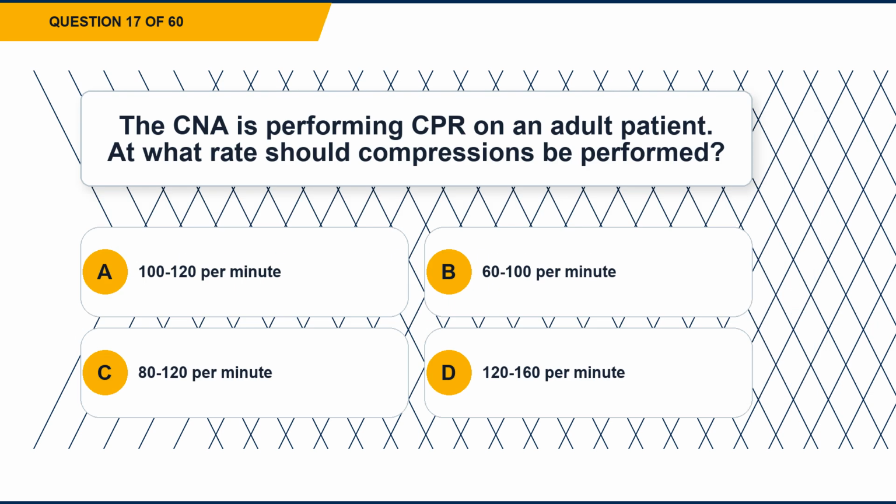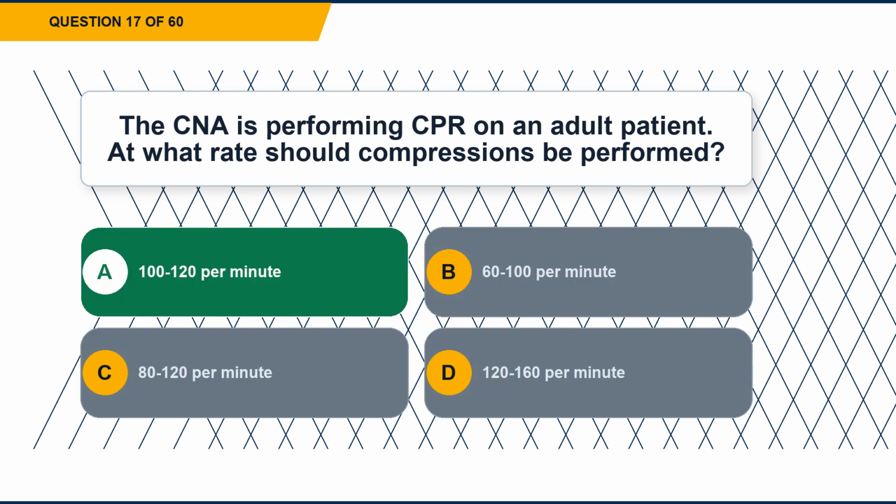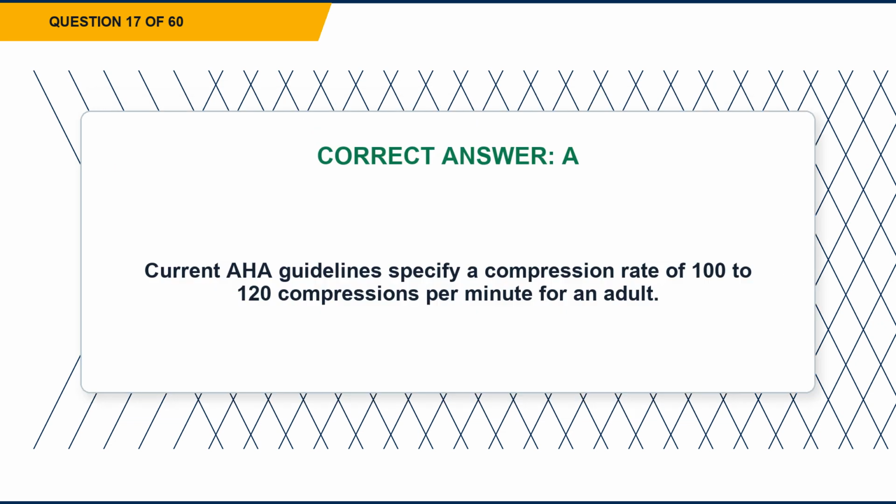Question 17. The CNA is performing CPR on an adult patient. At what rate should compressions be performed? Option A, 100-120 per minute. Option B, 60-100 per minute. Option C, 80-120 per minute. Option D, 120-160 per minute. The correct answer is option A, 100-120 per minute. Explanation: current AHA guidelines specify a compression rate of 100 to 120 compressions per minute for an adult.